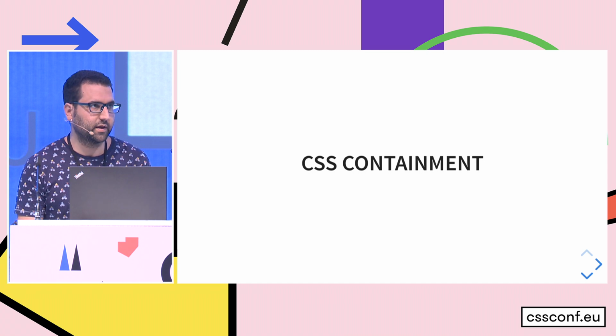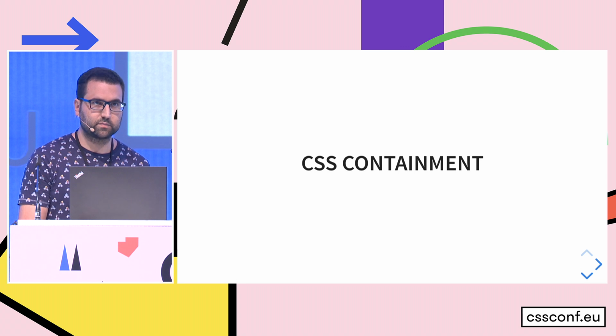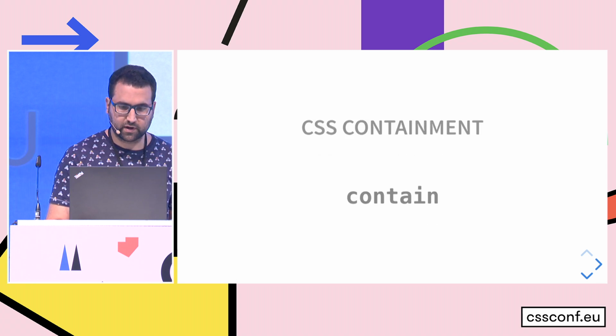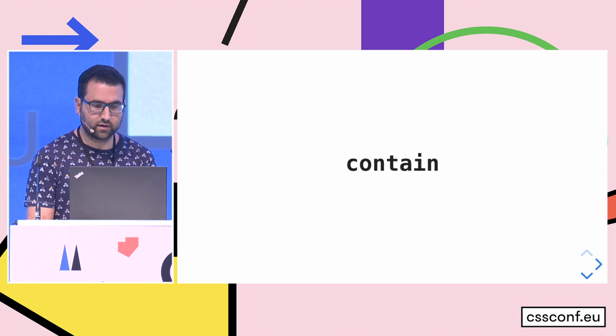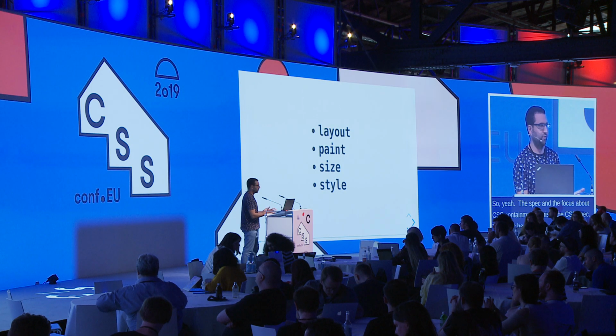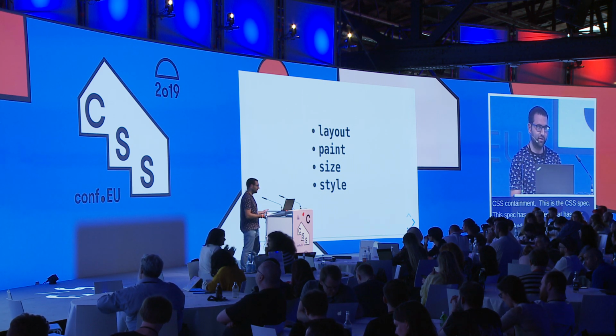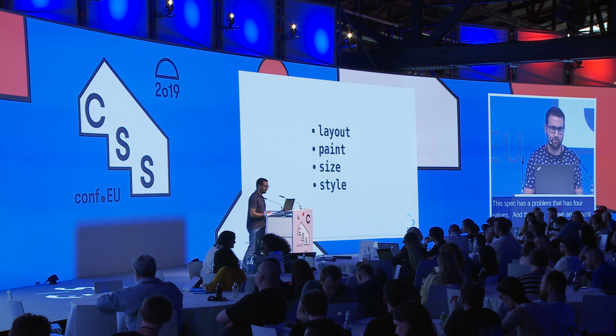So yeah, the talk is about CSS Containment. This is a CSS spec. This spec has a property that is called contain, and it has 4 values: layout, paint, size, and style. And that's all, so we are almost done. I mean, it's very simple in theory, but I think it's going to be trickier to explain.